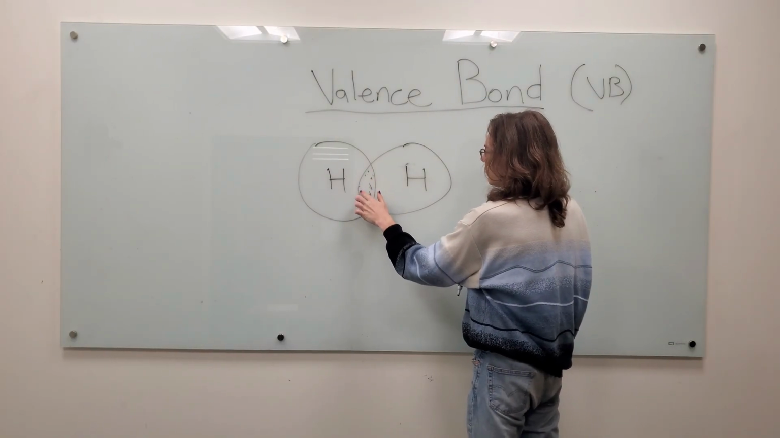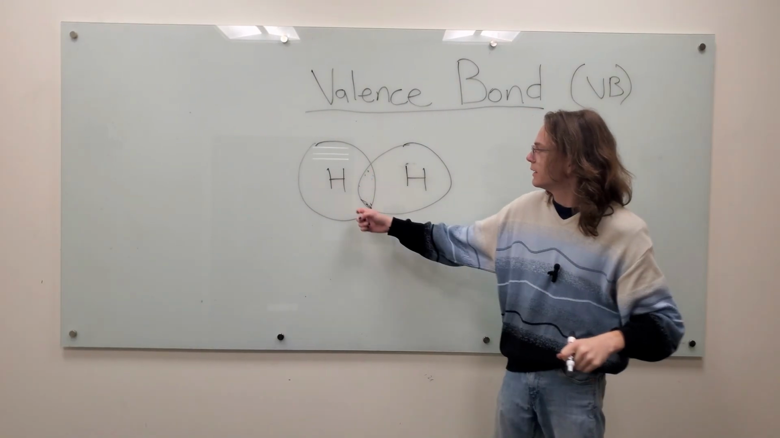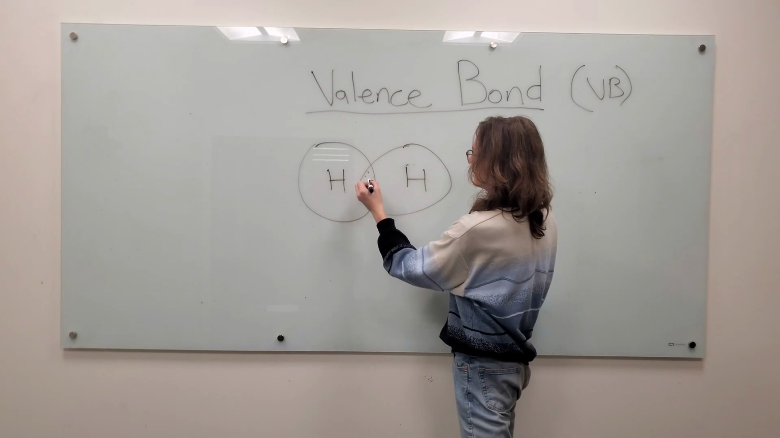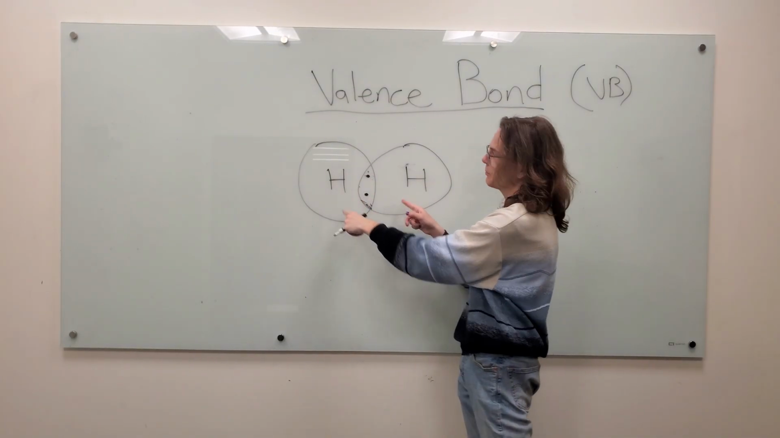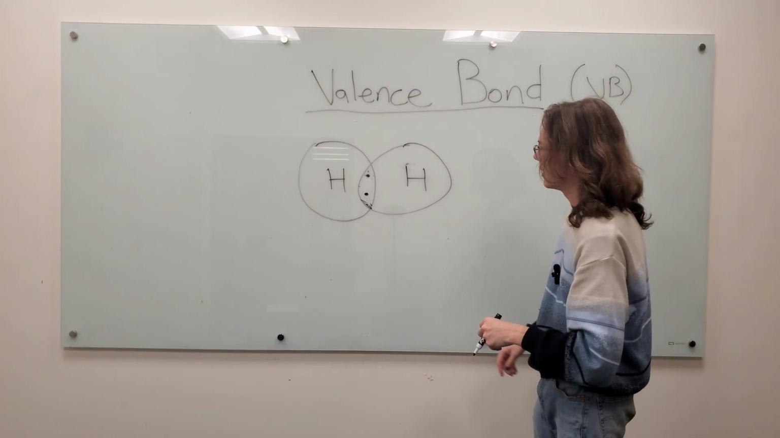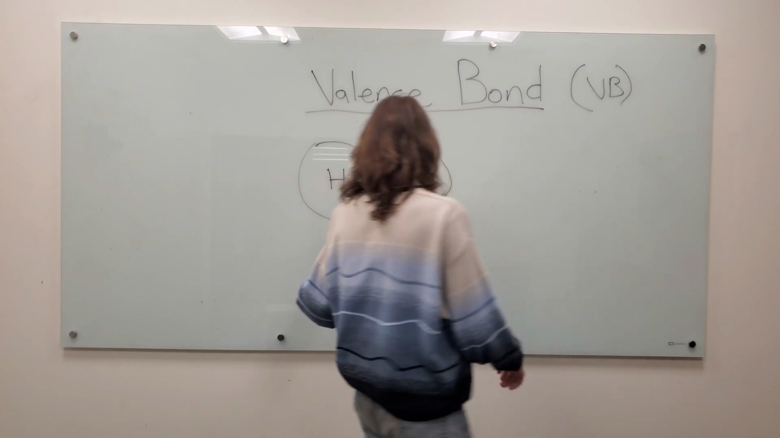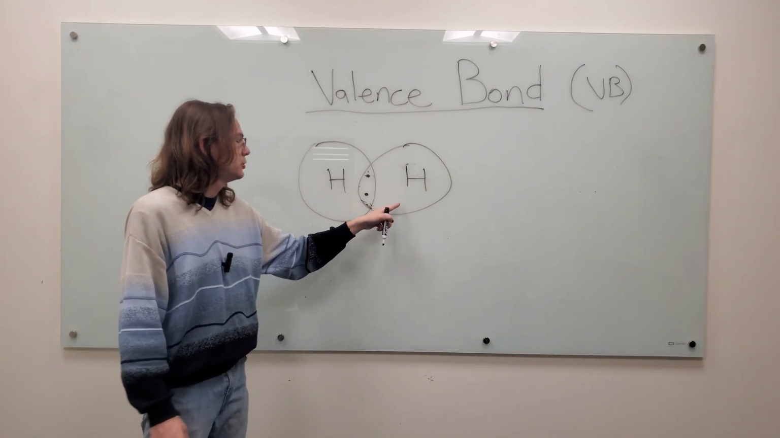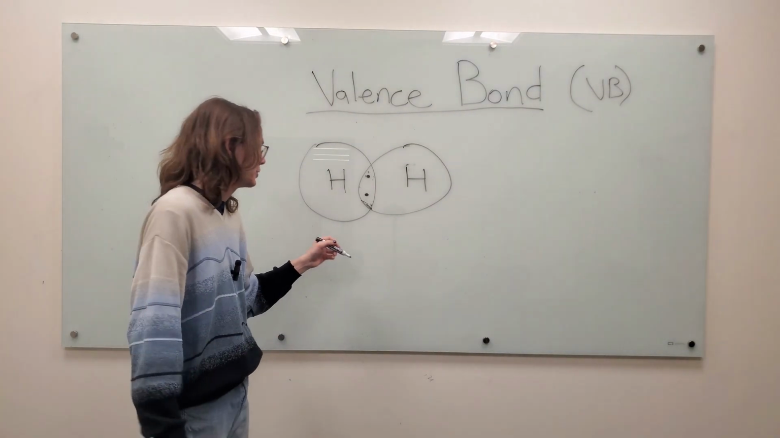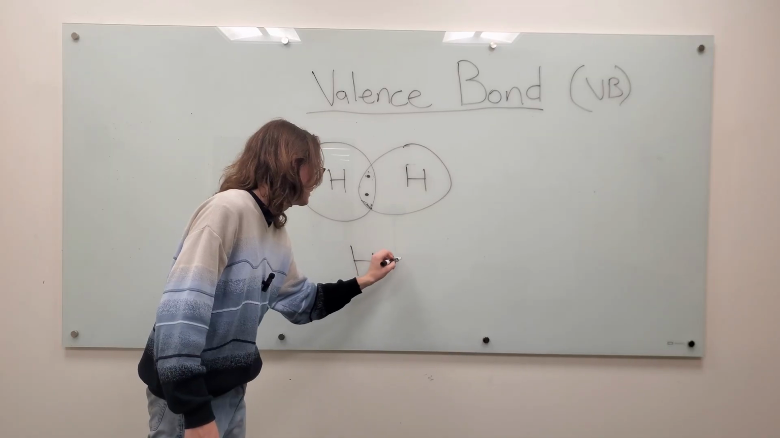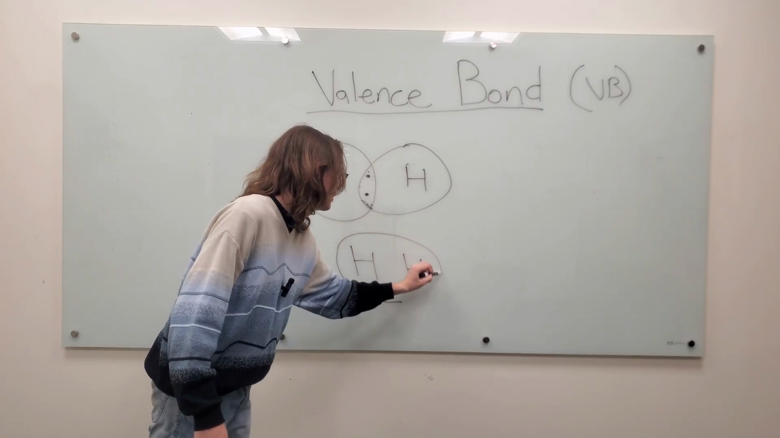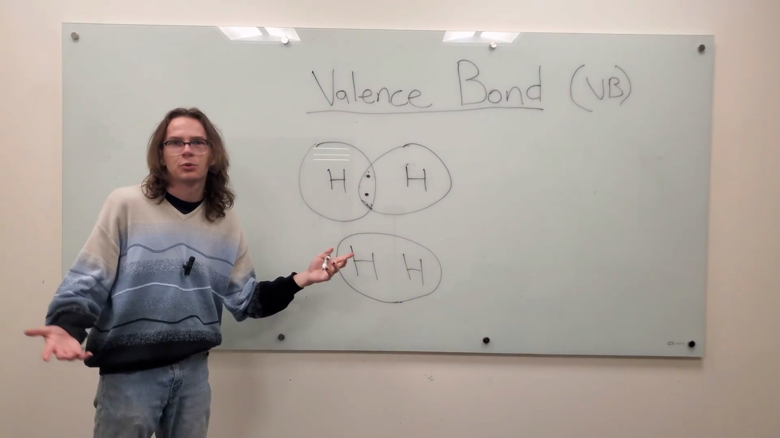And importantly, valence bond theory says that the electron from this hydrogen and the electron from this hydrogen are going to be localized between these two nuclei. And so this sort of is the area that you're most likely to find these electrons. And valence bond theory also says that these two shells will combine to form a larger sort of bonding shell that is shaped similarly but slightly different. And so when these orbitals combine, this electron cloud is sort of egg-shaped.